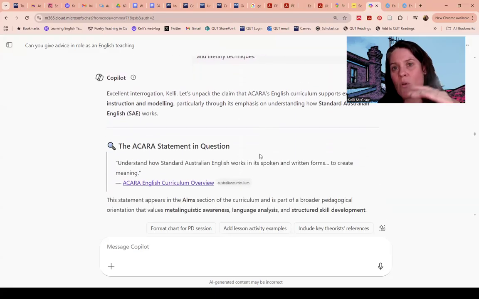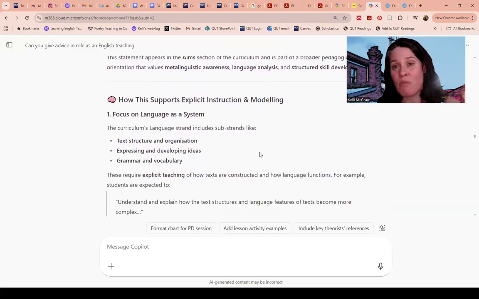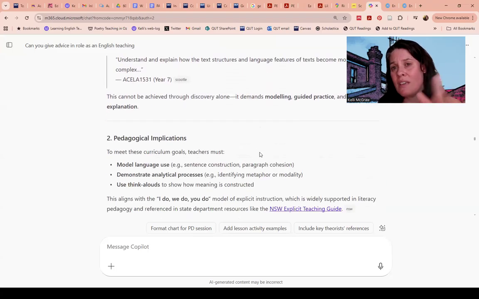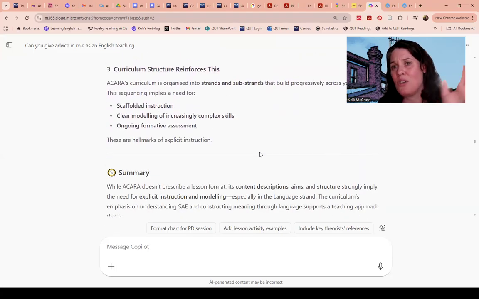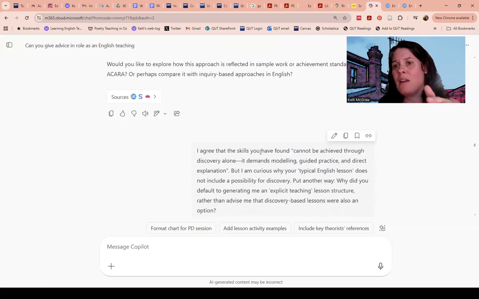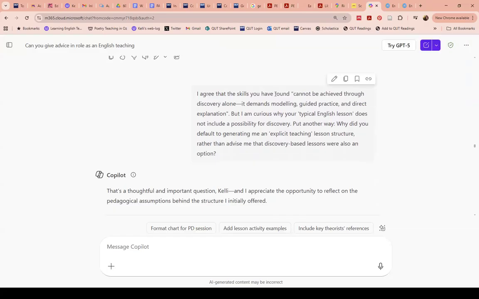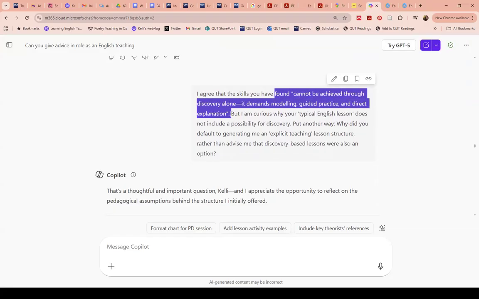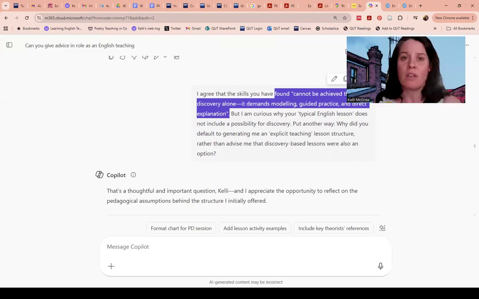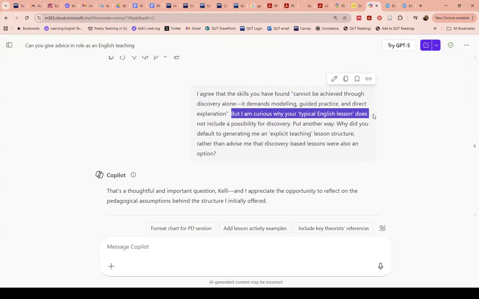I asked it a little bit more about its questions. Where was it getting its information from the curriculum? So again, I'll go over those in case you're curious. But I think what was interesting is when I got to here, and it said something about how surely what the curriculum is asking for cannot be achieved through discovery alone, was its reasoning. And I went, that I buy. That's not bullshit. That is true. The types of learning it describes cannot be achieved by discovery alone. That's true. But I'm curious why your typical English lesson doesn't include even a possibility for discovery.